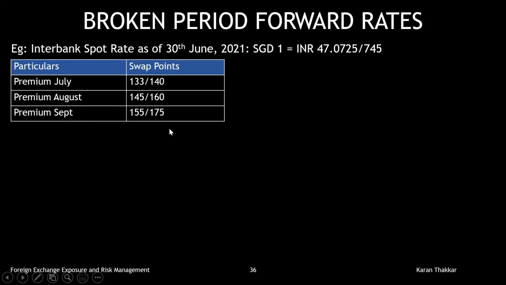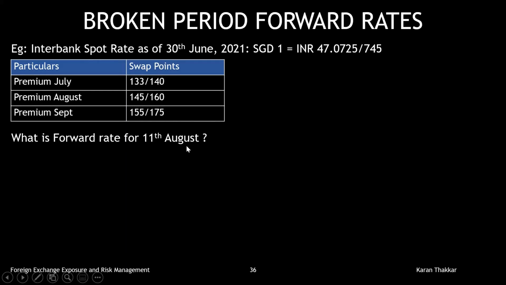But not every customer will want, say, a forward rate for the end of the month. It can be for any day. It can be for, say, 22nd July, 5th August, and so on. Say we want a forward rate for 11th of August. So broken period forward rates is basically finding the forward rate for a date which is between two standardized dates.